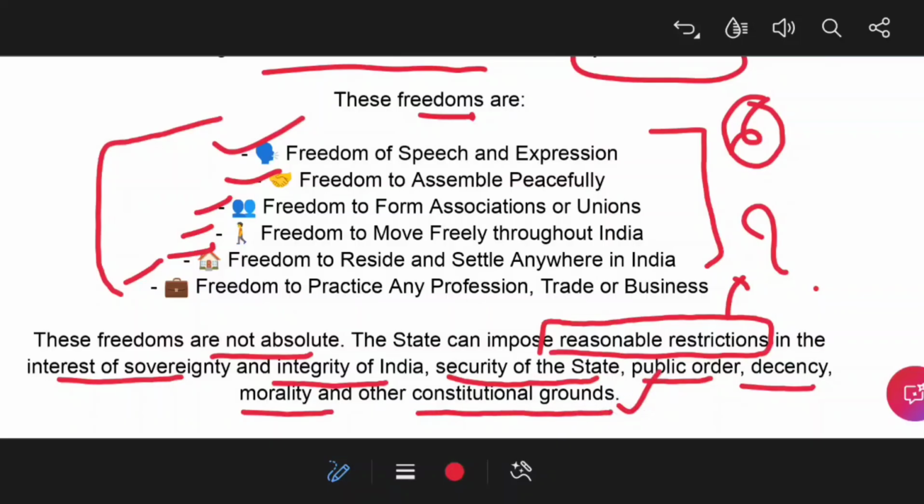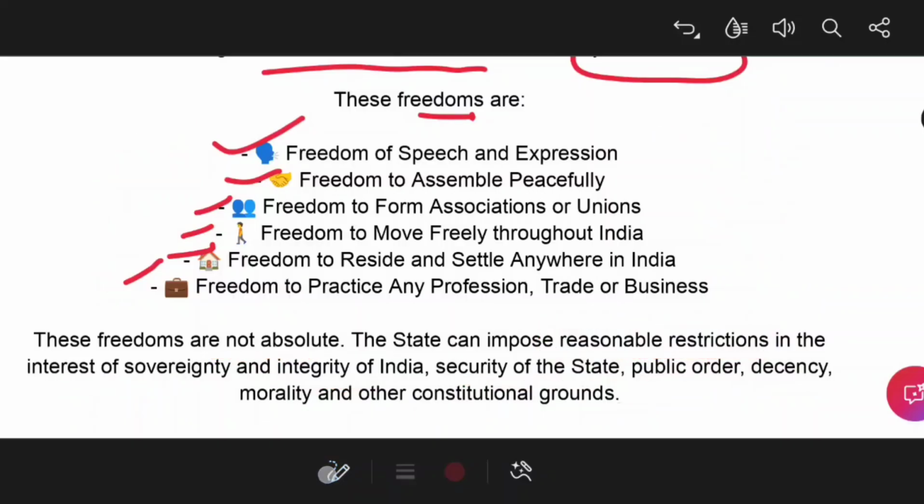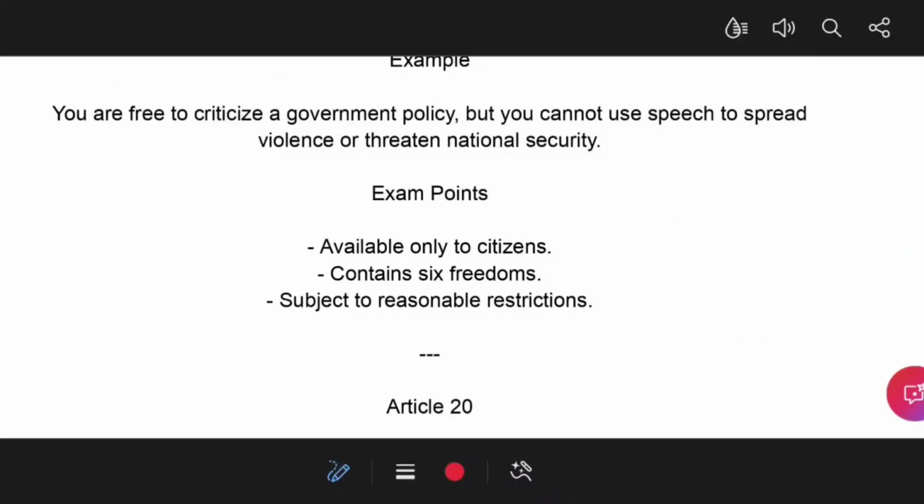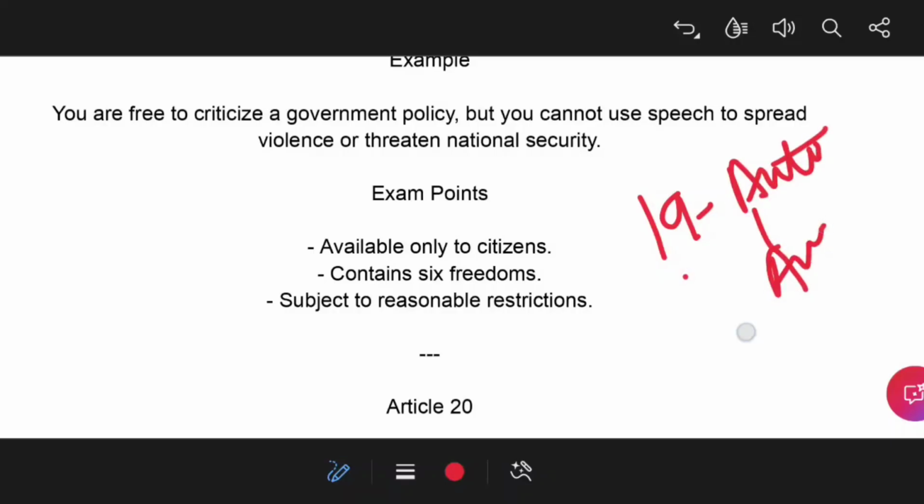Now other constitutional grounds do not make it limited, they make it unlimited. So there can be other grounds as well, on the basis of which this article or these rights can be curtailed or abridged. And during a national emergency, Article 19 is suspended automatically, and even revoked automatically. So this article is very important.